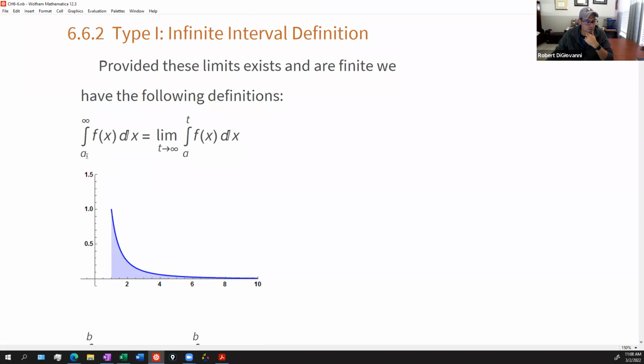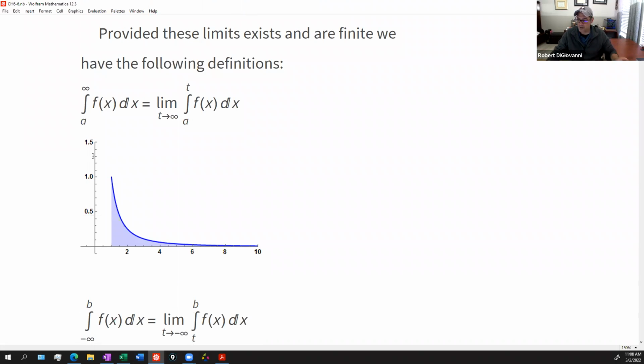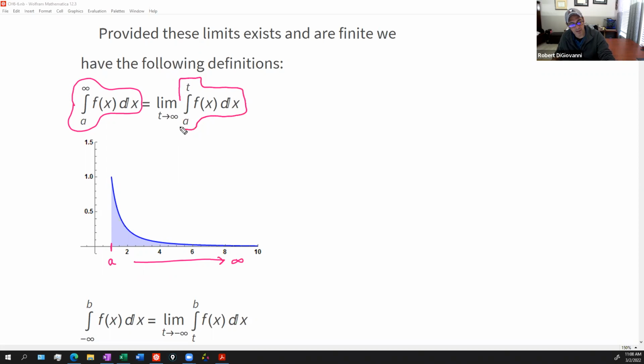If you're trying to do the integral, the area underneath some function, and you want to go from some a forever to infinity, the notation is this. That's the notation I just introduced to you. But what does the actual notation mean? The notation means that you're going to do a normal definite integral like we did last class, and you're going to go from a to t. So you're going to replace the infinity with t.